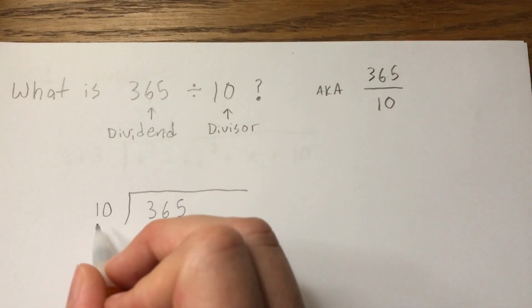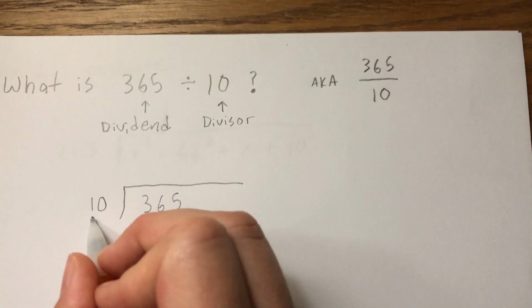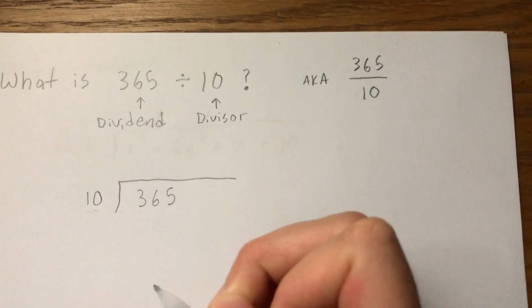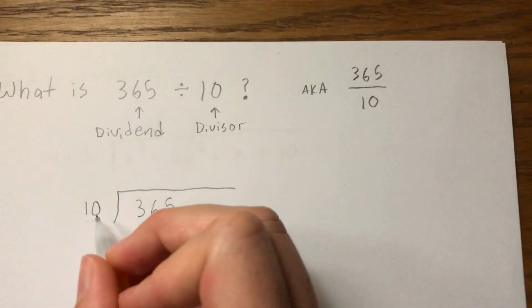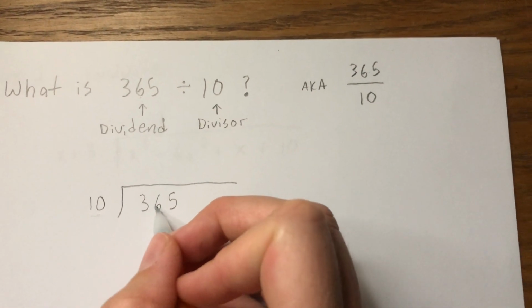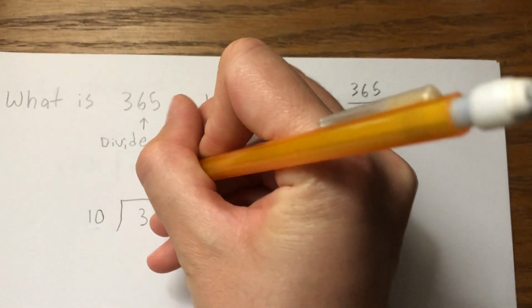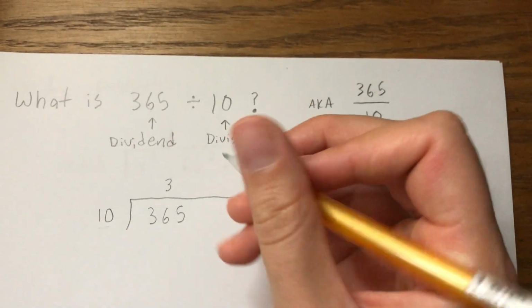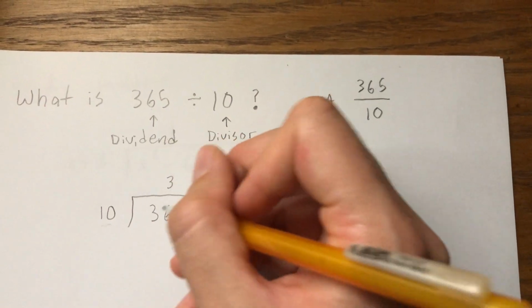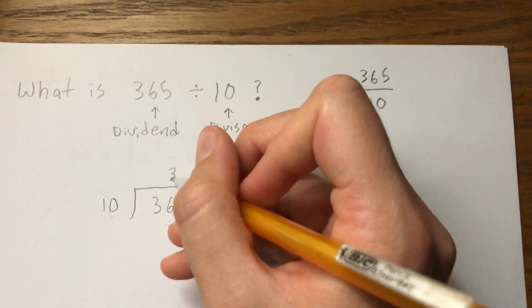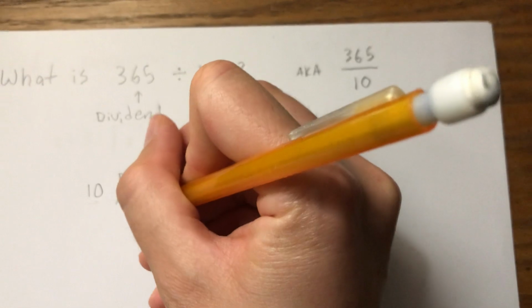What I'm going to do is see how many times does 10 go into 3. It doesn't, so we'll try another one. How many times does 10 go into 36? It goes in 3 times, evenly. So we'll write it right above the 6 since we did 36. Then 3 times 10 is 30.